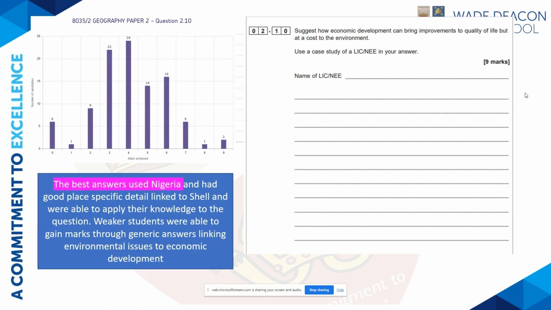So we did all right on this one, but really a mixed bag, wasn't there? So 4 marks being the most. Again, that's probably in your level 2s. Few students gaining level 3 in that question.